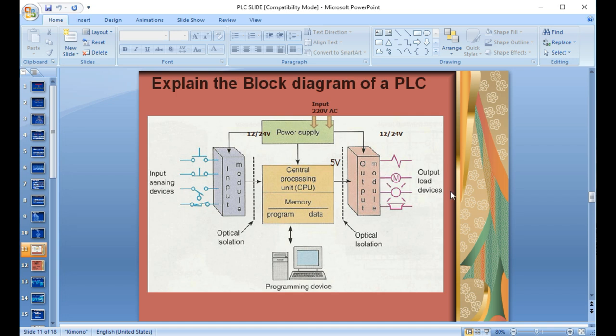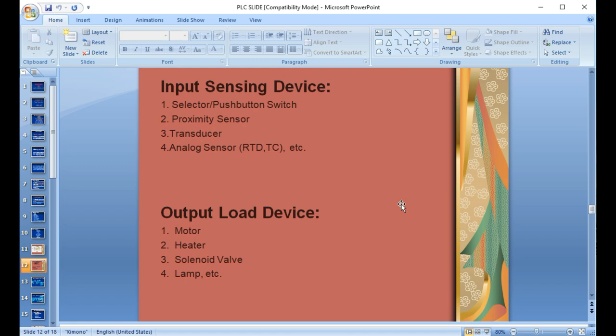Okay, step by step. PLC works on your input sensing devices and calculates the reference to the output. What are input sensing devices? Number one is a selector or push button switch. This is an input sensing device. Proximity sensor, this is an input sensing device. Three is a transducer, the analog input sensing devices. Analog sensor, RTD, thermocouple. These are all kinds of input sensing devices.